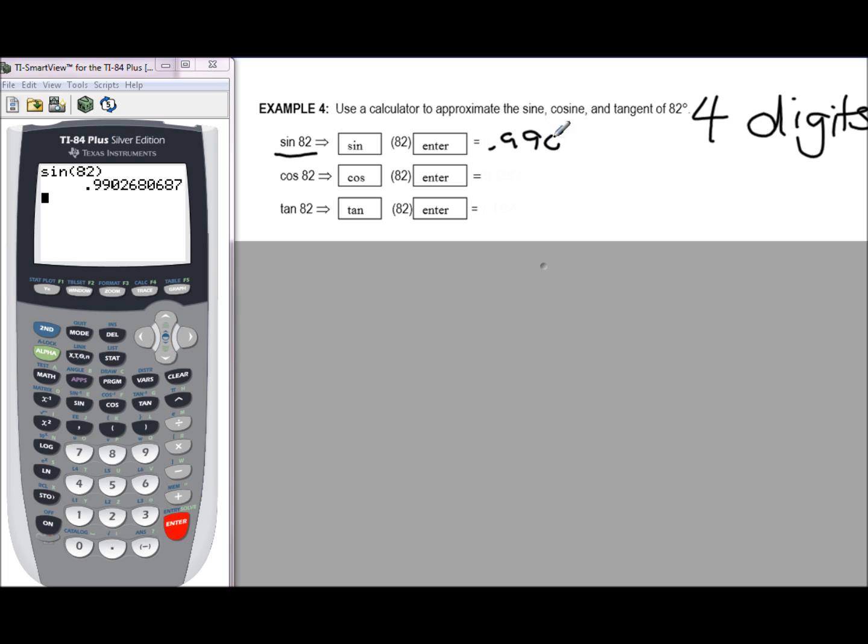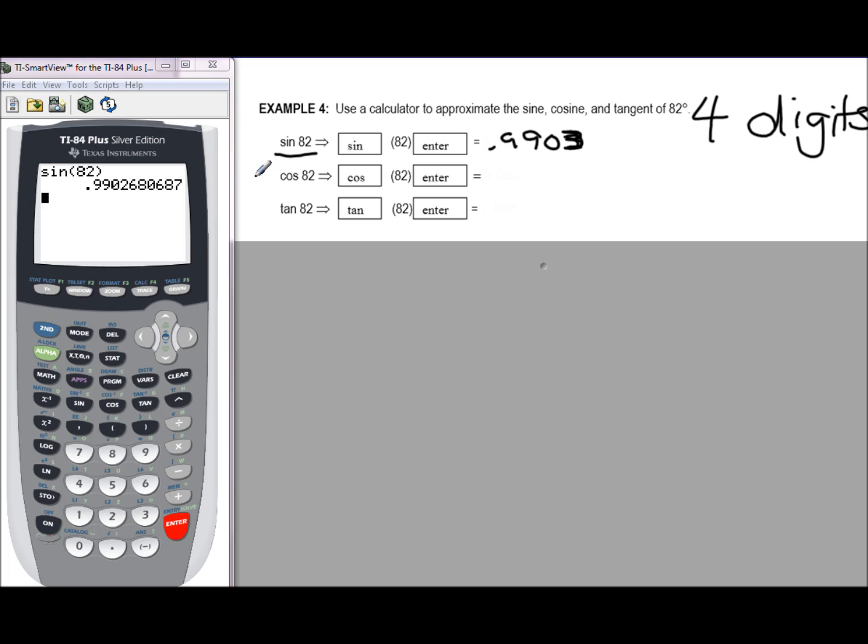0.9902. Actually, see how this 6 here is bigger than 5 next to the 2? So we're going to change that to a 3. So the sine of 82 degrees is 0.9903.